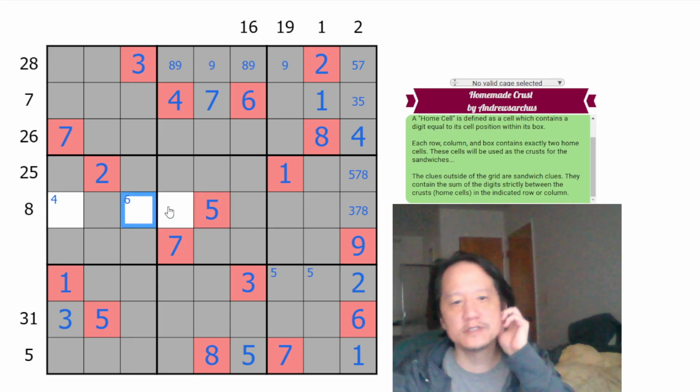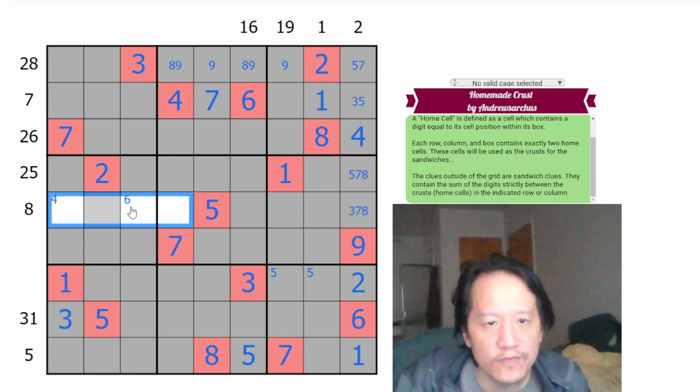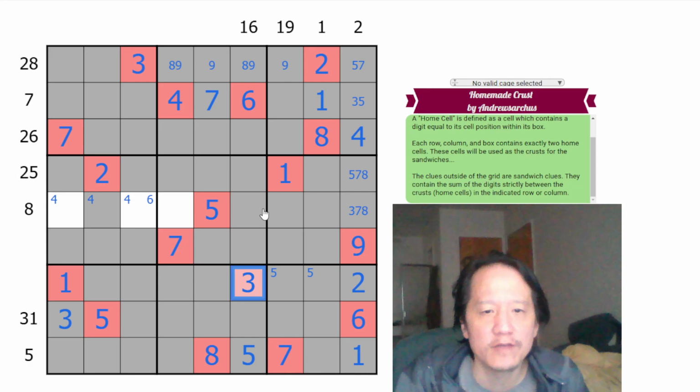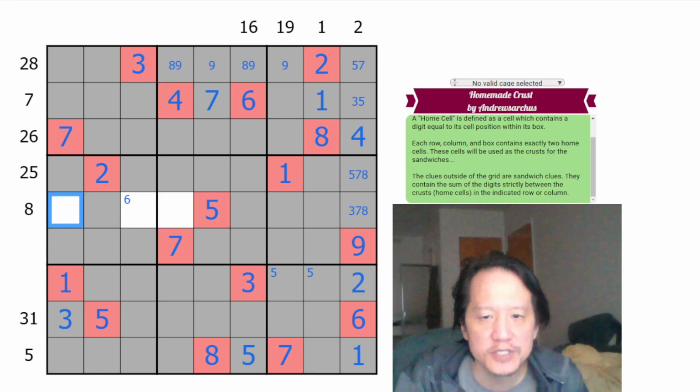So either this is 6 and that's 8, or this is 4 and this is 1, 3, 4. So either way, the 4 has to be in this box. Therefore, the 4 cannot be any of these. If this is 6, this is... Oh, wait, no. That's not right. If this is 4, okay, yeah. It cannot be 1, 2, 5, and it cannot be 1, 3, 4, so this cannot be 4. This is not the home cell, therefore this is the home cell. And it's... There we go. This can't be the home cell, and it's 8.